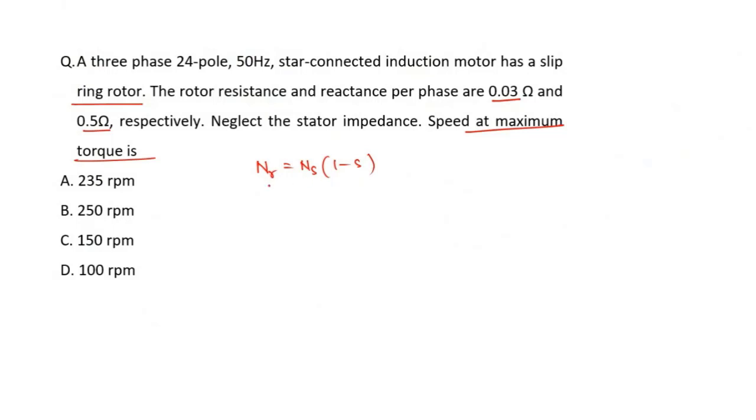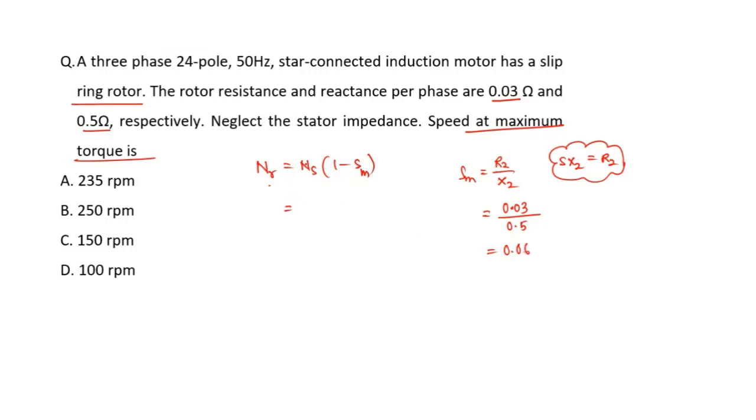Speed at maximum torque is asked. So you need to substitute the slip at maximum torque. What is the slip at maximum torque? You will get R2 divided by X2. Actually, the slip times the reactance will change, and it equals the resistance to get maximum torque. Okay. Right. So if you substitute the resistance value 0.03 divided by the reactance value 0.5, you'll get the slip value. It comes out to be 0.06.